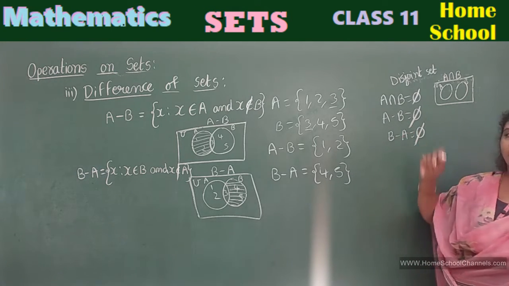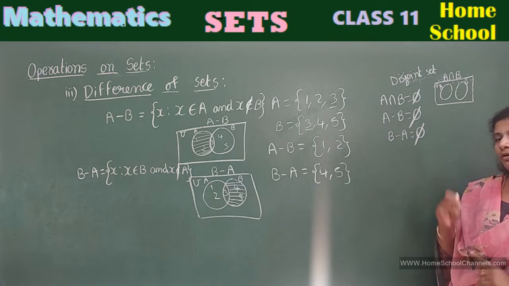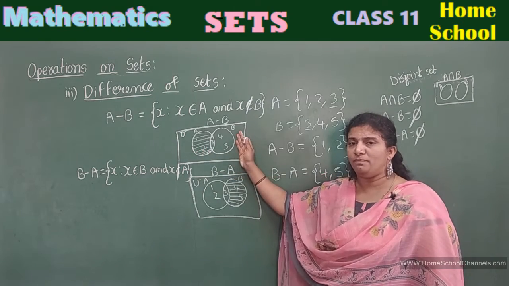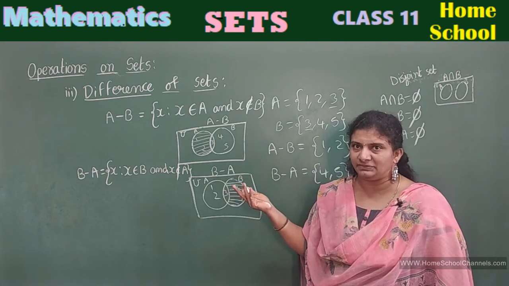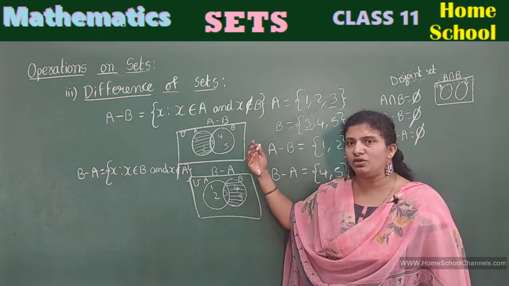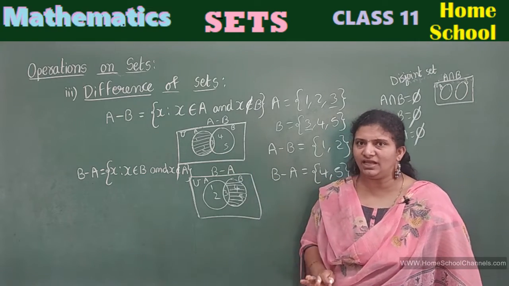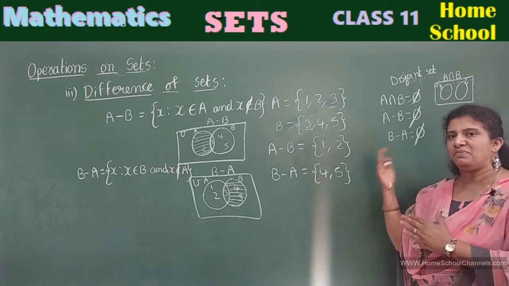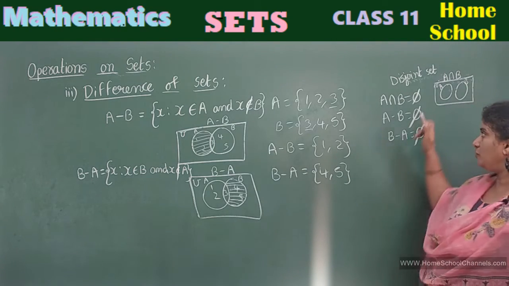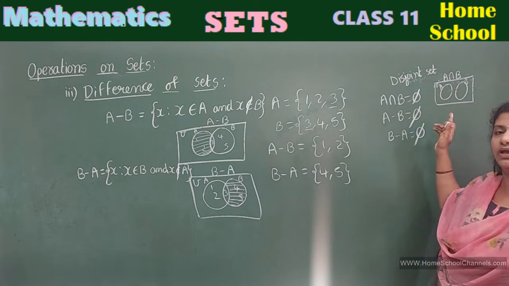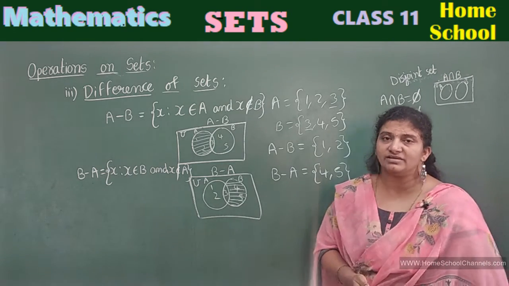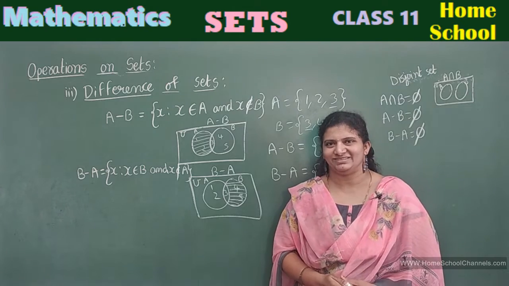See here, A minus B is equal to phi. A minus B phi means in A if you remove B there is no element left. That means you can also write the A set separate and the B set separate. If you get the answer phi, then you can draw the Venn diagram in this manner. And these sets we call disjoint sets.